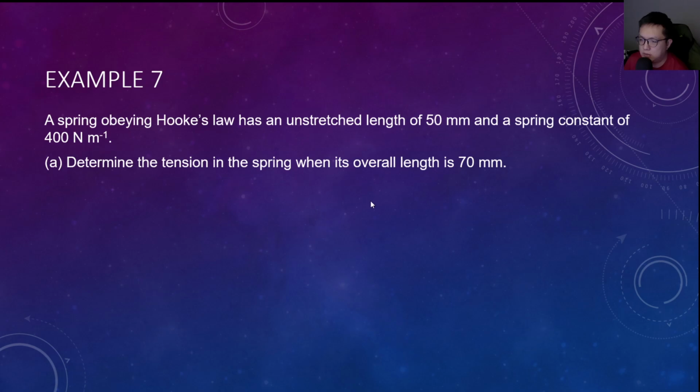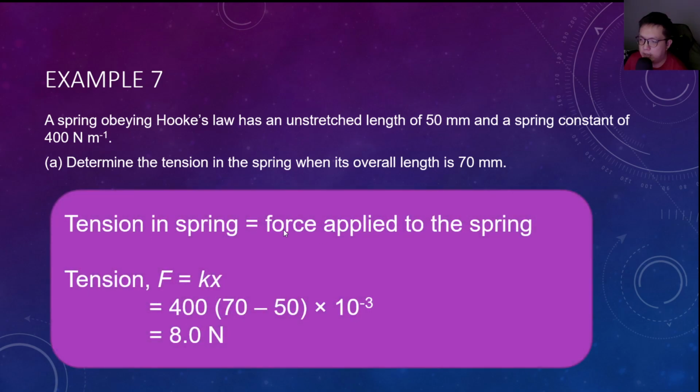To find the tension in the spring, which is equal to the force applied to the spring, I'll just apply F equals kx. K is 400 Newton per meter. X is given in terms of mm, so you need to convert it: (70 minus 50) times 10 to the power negative 3. So I get a total of 8.0 newtons of tension.